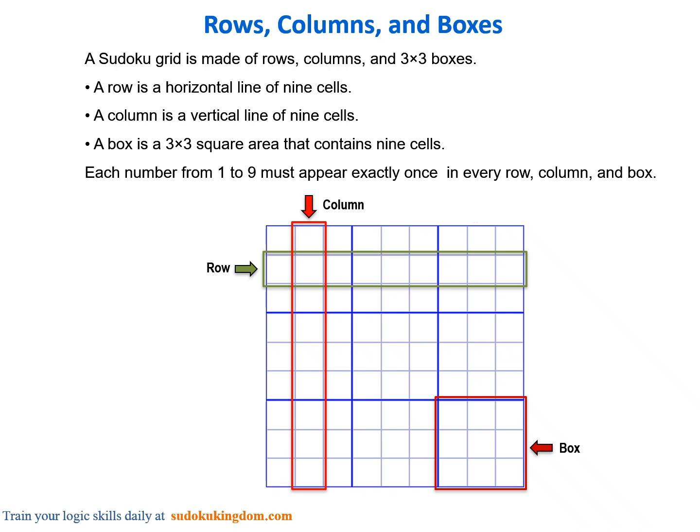Rows, columns, and boxes. A Sudoku grid is made of rows, columns, and 3x3 boxes. A row is a horizontal line of 9 cells. A column is a vertical line of 9 cells. A box is a 3x3 square area that contains 9 cells. Each number from 1 to 9 must appear exactly once in every row, column, and box.